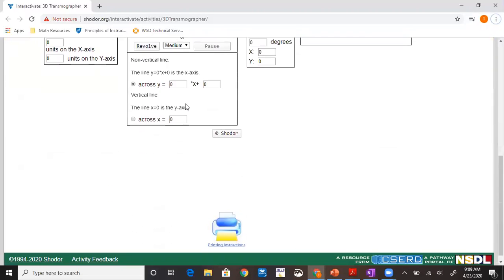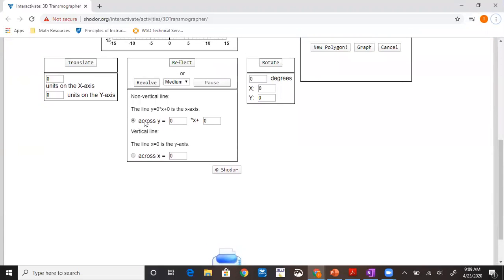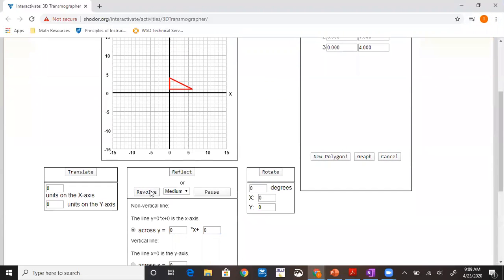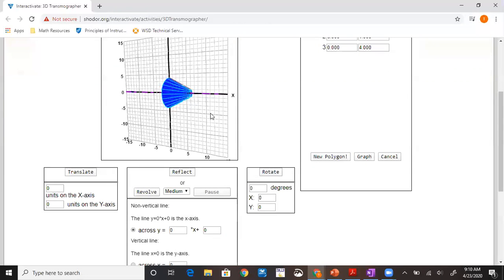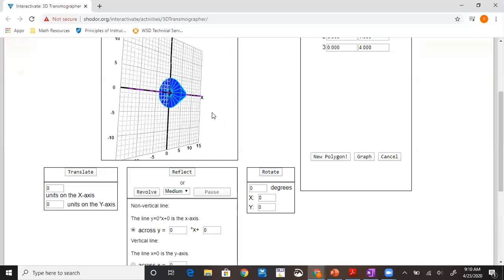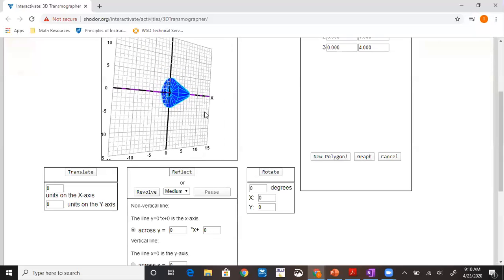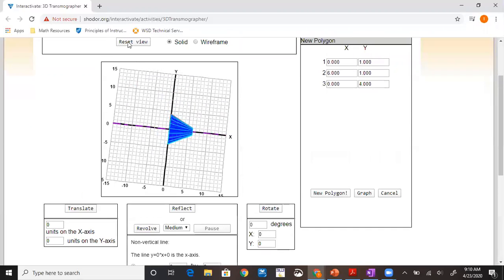And I wanted to revolve around the line y equals 0. So I want to make sure that I've got y equals selected, and then this 0 here is the 0 that I'm looking for. Then I'm going to select revolve. When I do that, it's going to spin that around three-dimensionally so that I can see that I've got a cone, but it's got a hole in the middle. So it kind of looks like a volcano tipped over on its side.